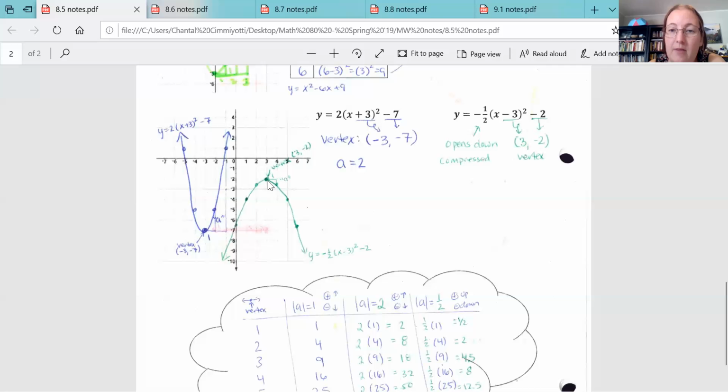Similarly, we have this one here. This one is -1/2. The negative means it's going to open downward. You're going to go half the height you would normally go, so it's going to be compressed. In the x direction, we're going to be going right 3, again opposite, and then we're going to go down 2. So right 3, down 2 from the origin.